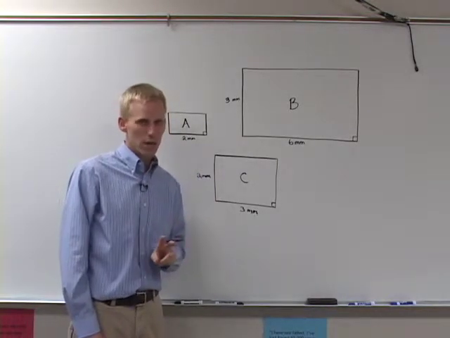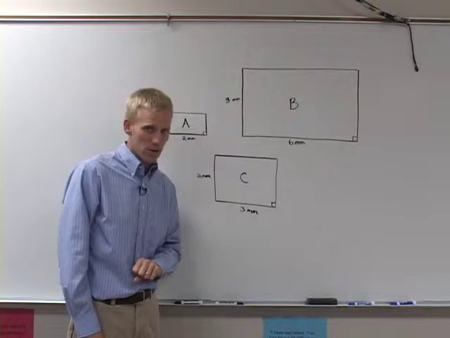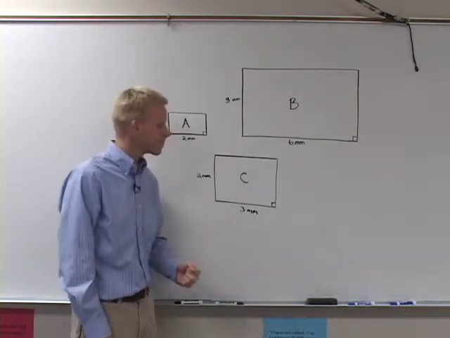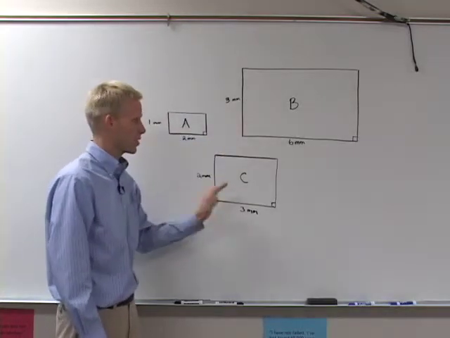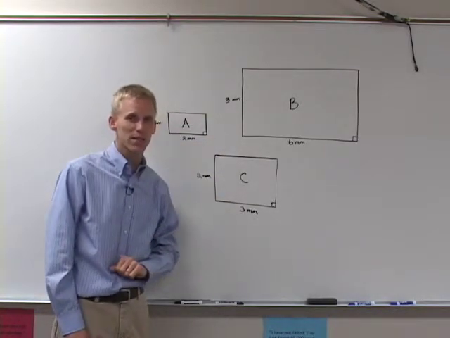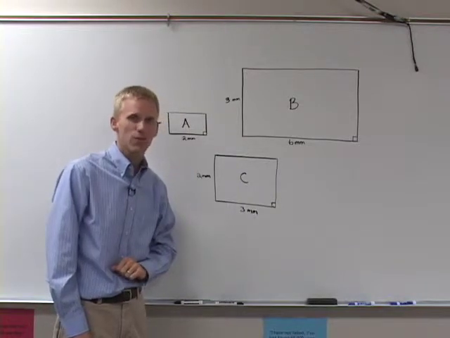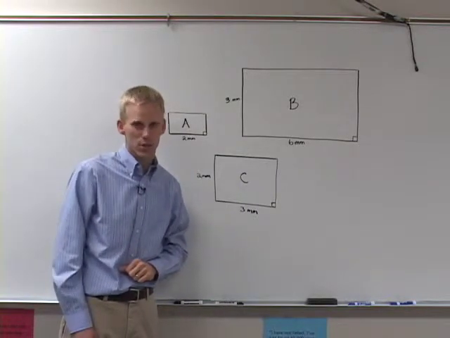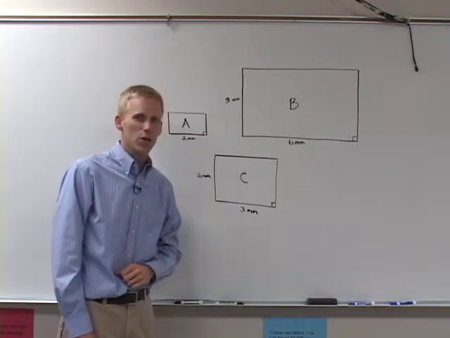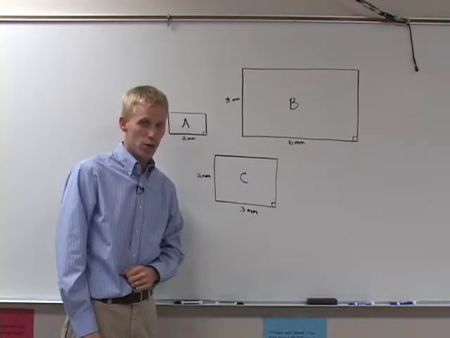First, same shape means same angles, because the angles control the shape of the picture. If we look at these three pictures, we definitely have the same shape because we're dealing with rectangles. Every angle in a rectangle will be 90 degrees. So that part is covered. Now we have to determine if they are just different sizes of each other.